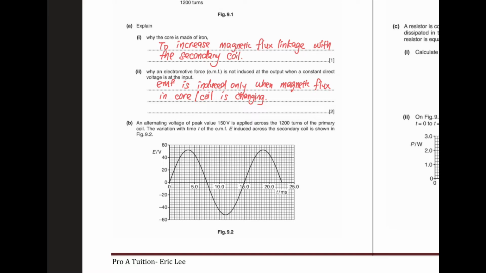Now they use an alternating voltage of peak value 150 volt. So I label first. This is V naught. It is applied across the 1200 turns of the primary coil. This is the VP, VP naught. This is NP. The variation with time t of the EMF induced across the secondary coil is shown in figure 9.2.